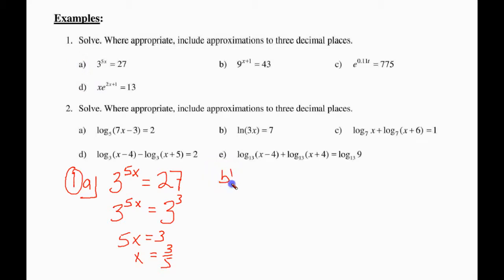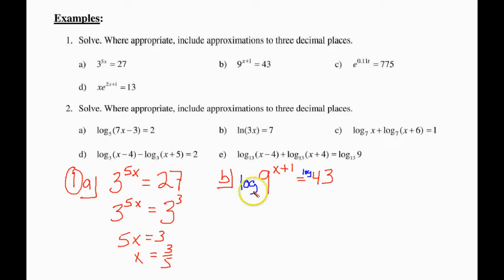And now for B, we'll keep some of that up. We have 9^(x+1) = 43. Now, as you look at the 43, is there any possibility of having some number with a base of 9 like we did here? And the answer is no. So what you have to do here is convert this to a log. And I'll just put it right in there.